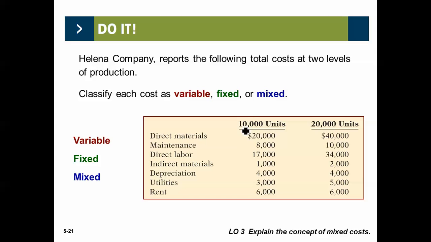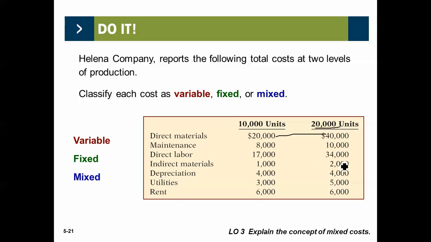Here at 10,000 units, these are the costs for direct material, maintenance, direct labor, and so on. At double the production, 20,000 units, these are the costs. Well, look at direct labor or direct materials, doubled. So that is variable. Maintenance increased, so it's not fixed, but it didn't double. So it's a mixed cost. Direct labor doubled. So that's a variable cost. It changes in direct proportion to changes in the level of activity.